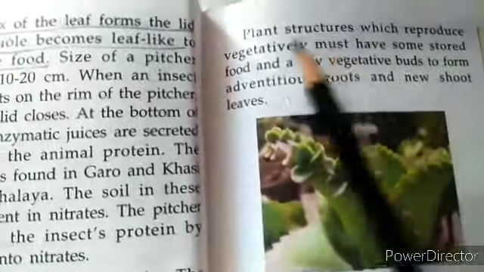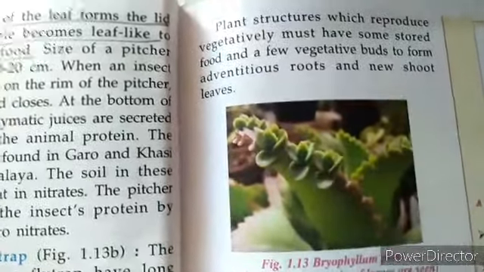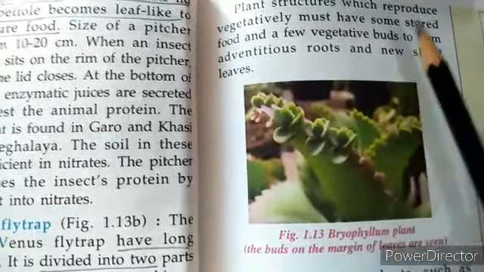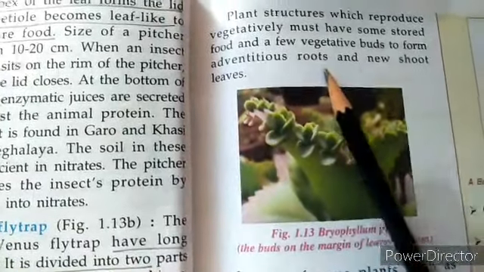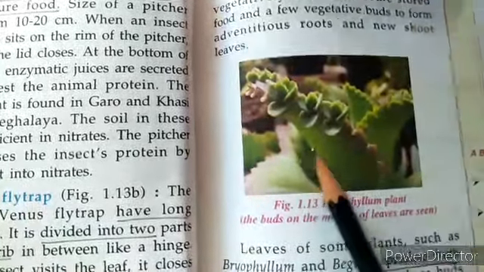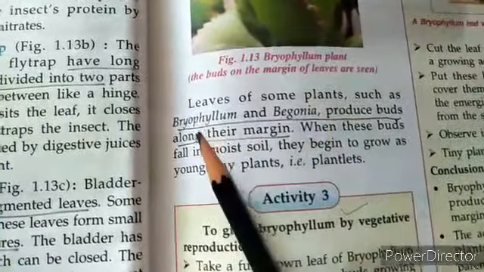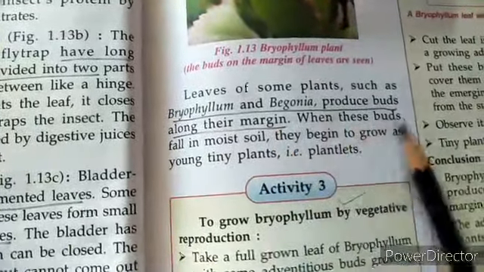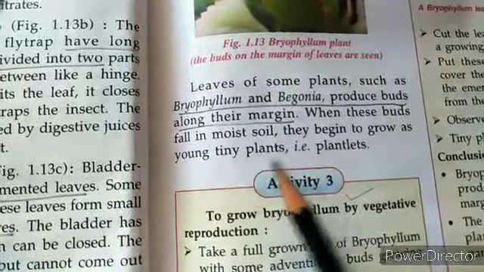Let's have a look at the text. Plant structures which reproduce vegetatively must have some stored food. So we can see these leaves are quite fleshy, so they may store a lot of food in them. Stored food and a few vegetative buds form adventitious roots and new shoot leaves. So once they fall down, they will make roots and a new shoot and leaves. Leaves of some plants such as Bryophyllum and Begonia produce buds along their margins. When these buds fall in moist soil, they begin to grow as young tiny plants, or plantlets.